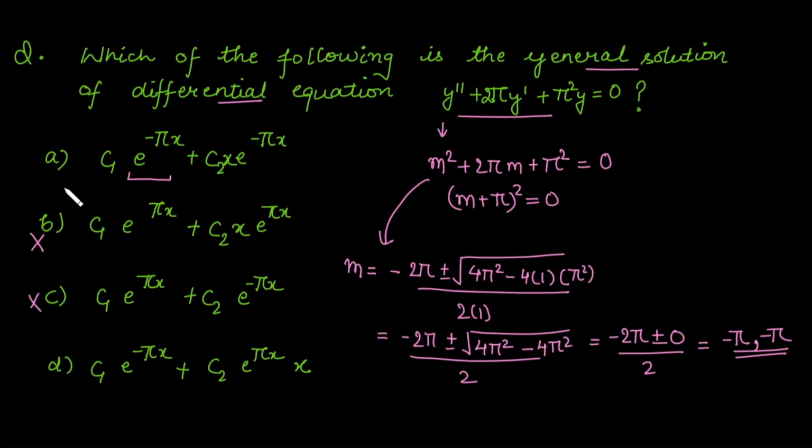Either the option is A or D. So in option D, we have exponential terms with minus pi and plus pi, and in this case we have the same root. You can discard this one. So the answer is A. You can check it. It is e raised to power minus pi of x, and there is an additional term multiplied as a x.